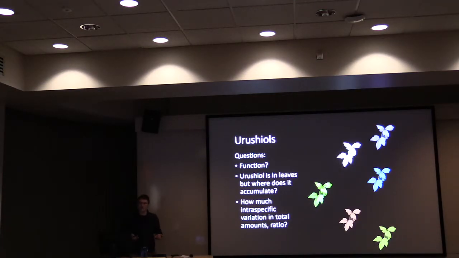And something else we don't really know is how much variation is present within this trait. So do we see across individuals that total urushiol amounts are different in different individuals, or does that ratio of C15 to C17 urushiols change, and is this trait really plastic, or does it seem to congregate to some normal value within the population? The first question, the function, I'm very much interested in, but that is a topic for another time. I'm going to be mostly focusing on some preliminary survey-type work that I did that helps to get some insights into these last two questions.